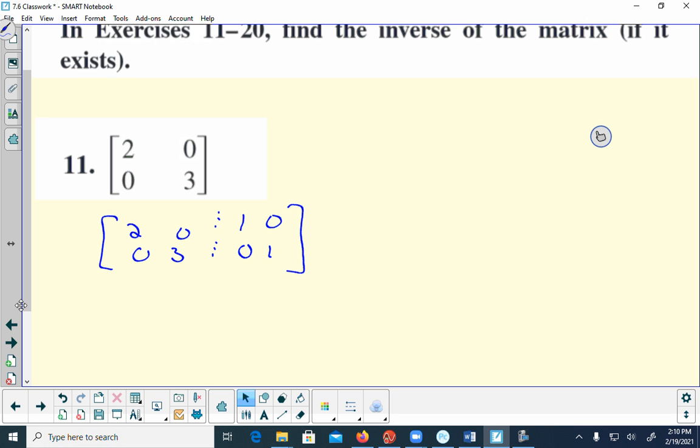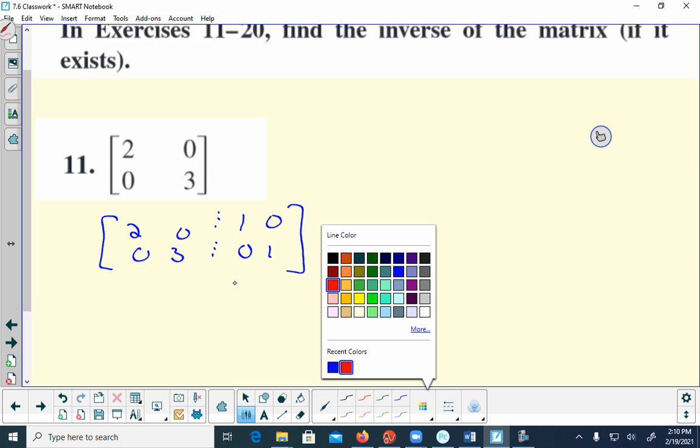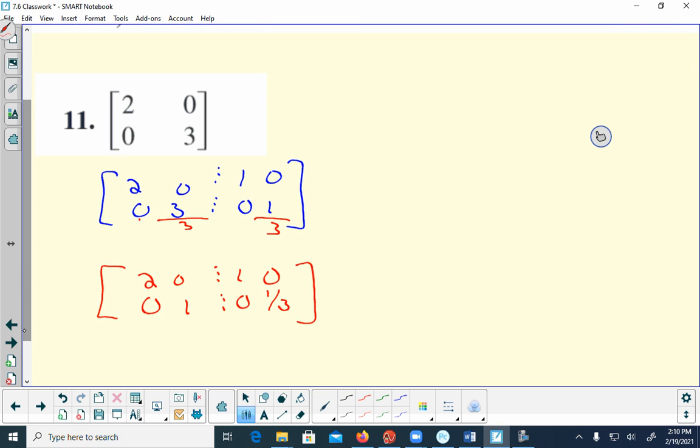So when I try to follow my pattern, I'm supposed to do 1 and 2 to eliminate the x. Well, the x is already gone. So then what I'm going to do is divide everything in the bottom row by 3. When I do that, I'm going to have 2, 0, 1, 0, 0, 1, then 0, 1/3. And for step 2, I don't have to do anything to eliminate that y because it's already 0.